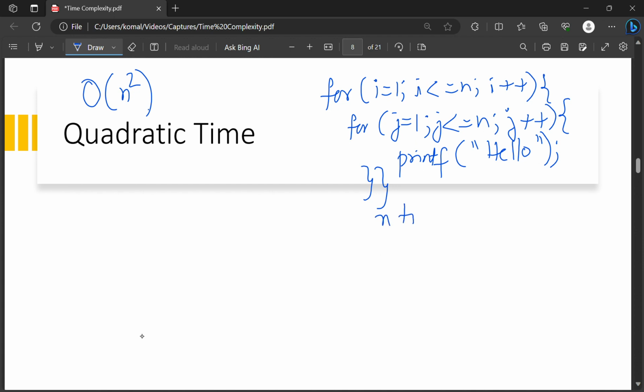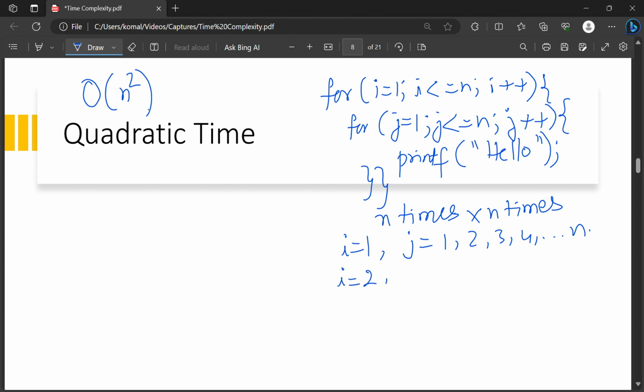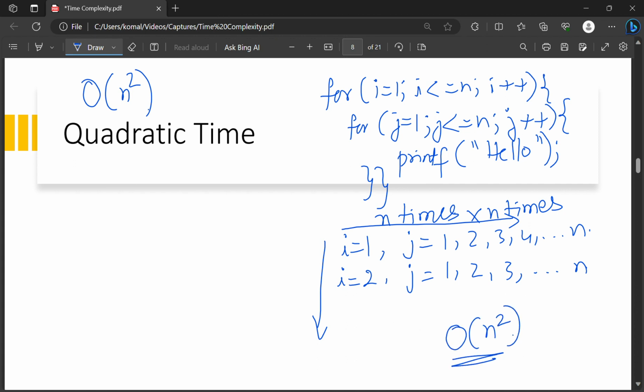Outer loop n times, inner loop n times. That means when i equal to 1, j takes the values 1, 2, 3, 4 and so on up to n. That means for every i value, j will be completely executed, 1, 2, 3, 4 and so on n. So i goes up to n and j goes up to n every time. So totally big O of n square time complexity.